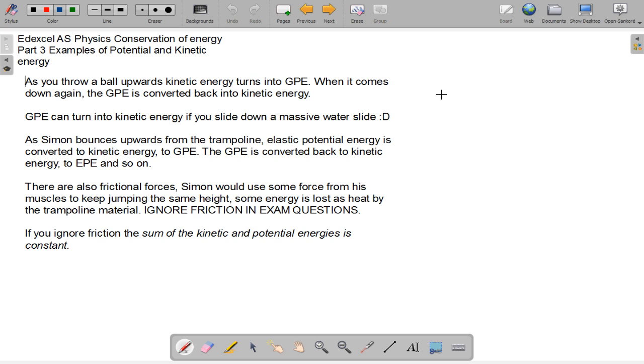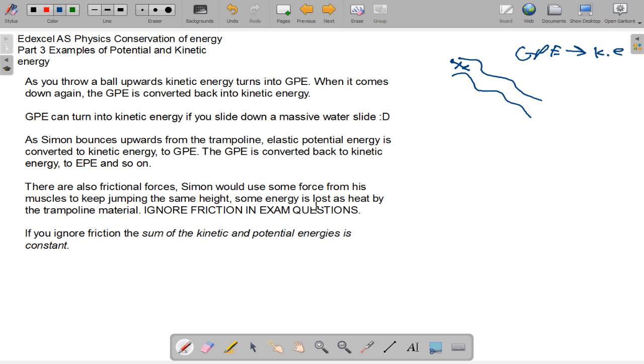Another example would be a slide. If you get a man sliding down a huge water slide, excuse my crude drawings again, that's a very simple example of GPE going to kinetic energy, KE.